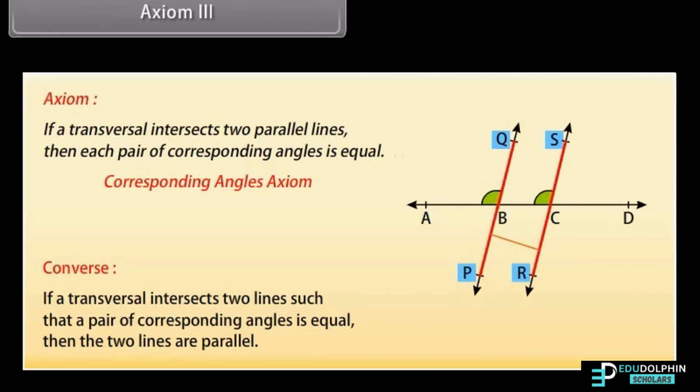We can also draw common perpendiculars to the lines PQ and RS at different points and measure their lengths. You'll find it the same everywhere. So we can say that the lines are parallel. Therefore, the converse of corresponding angles axiom is also true. So we have got one more axiom for this, which we will discuss in the next screen.